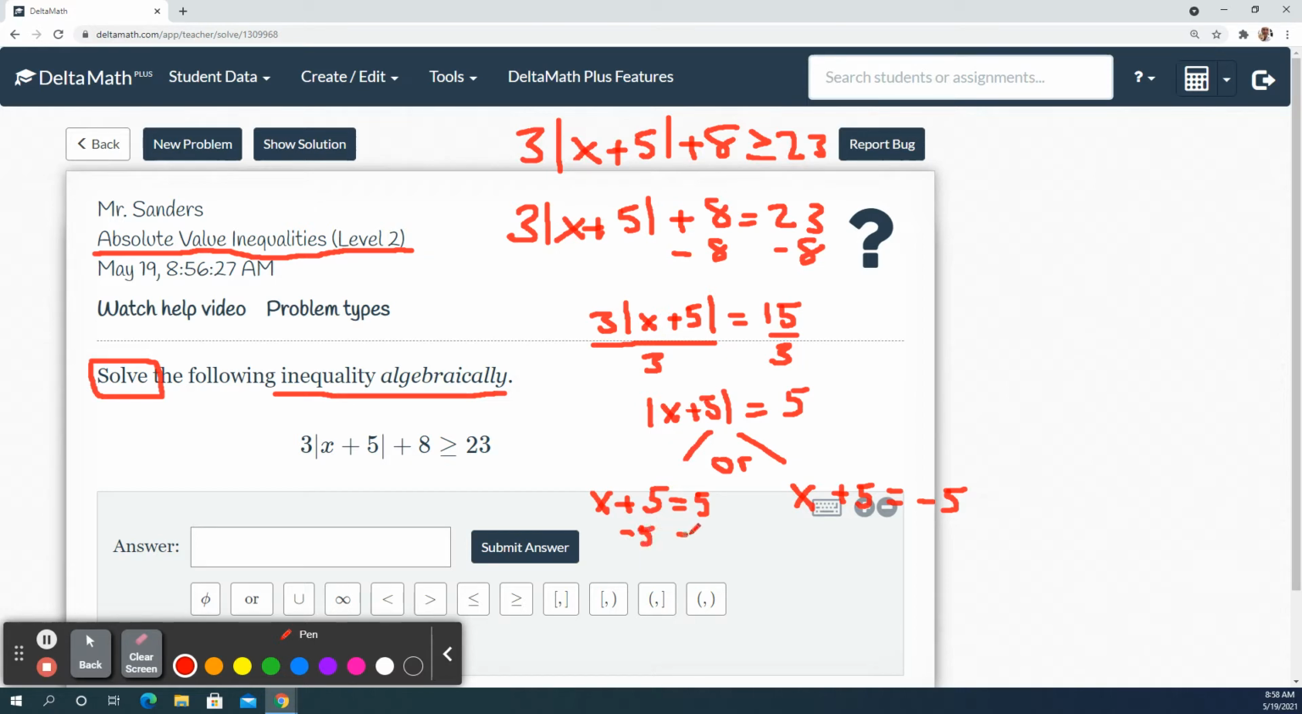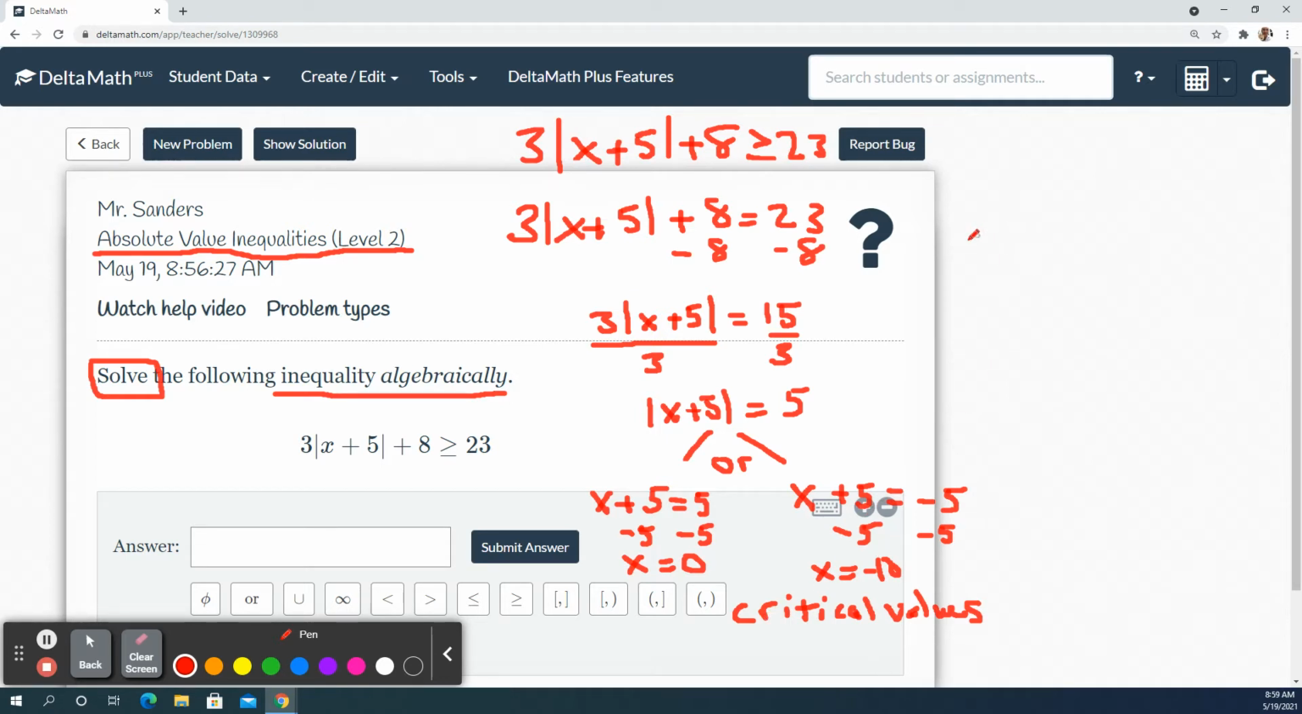All right, we'll solve both of these for x. Minus 5, minus 5. We got x equals 0 on one of these. And then minus 5, and we got x equals negative 10. These are our critical values. The critical values tell us where the important points are.